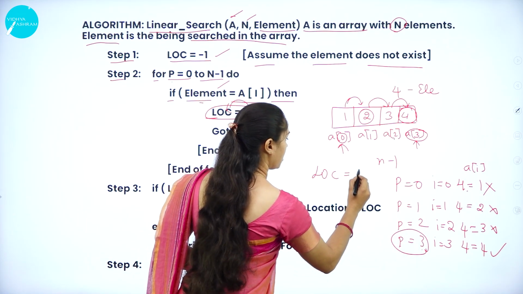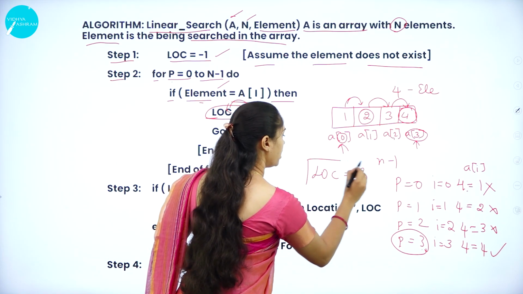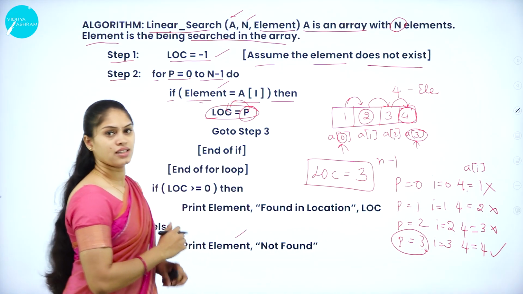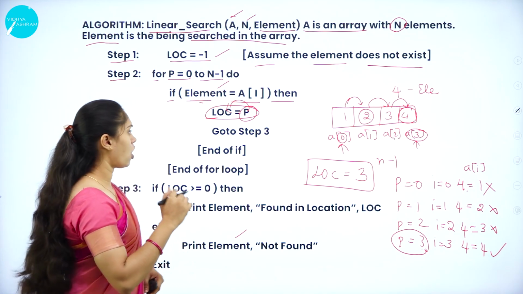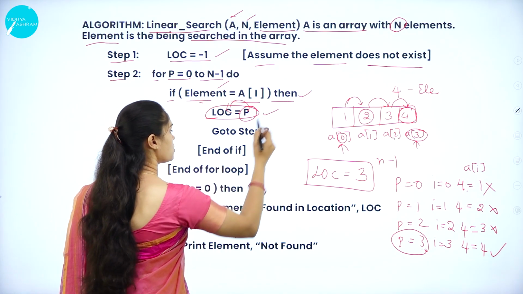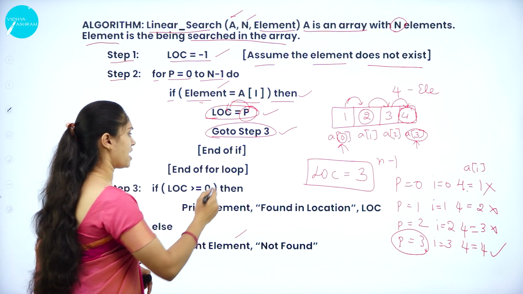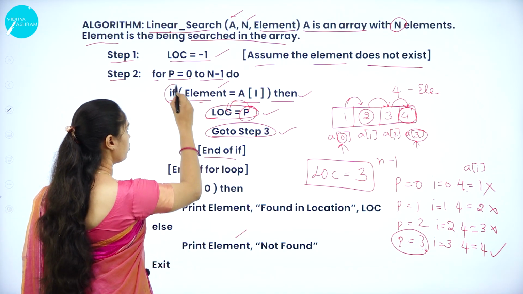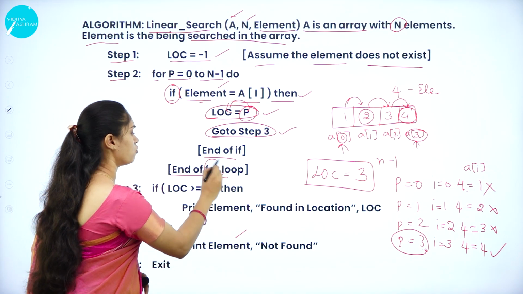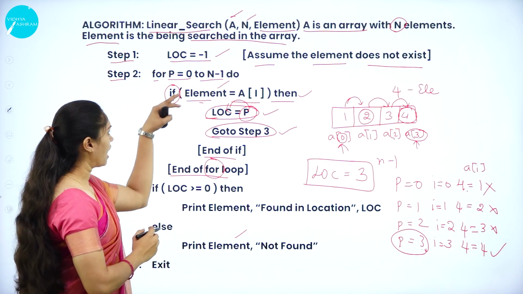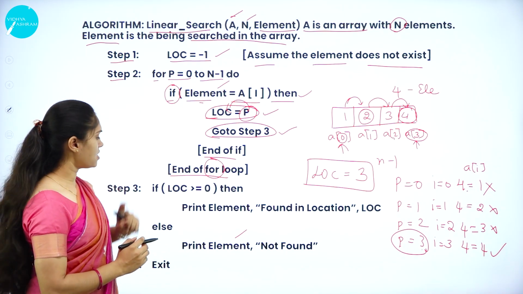That is 3. So that means, in location 3, the element 30 is found. So this is over, go to step 3. But before going to that step, I have to end the if and I have to end the for loop. So now I am done with step 1 and step 2.